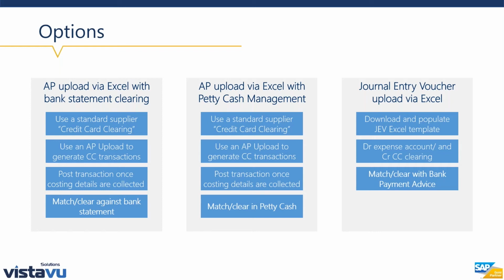And the third option is to upload the transactions in the form of a journal entry voucher using Excel. And one thing to note here is that when you are uploading journal entry vouchers using Excel, the system automatically makes postings into accounting. So this particular method could be very efficient and effective for companies where accounting teams solely handle the credit cards. And then I'll show you how to match them and clear them using a bank payment advice.